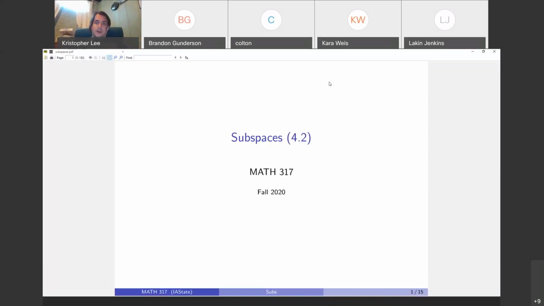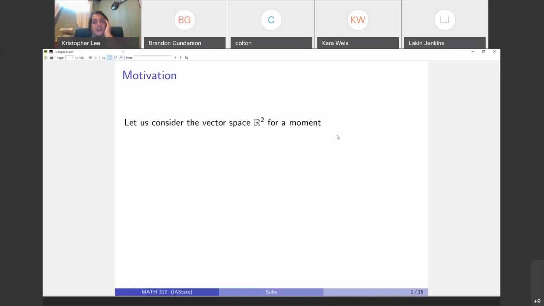So today we're going to be talking about subspaces, which, as I already hinted at, is just a vector space hidden within another vector space. So let's start off with a nice and instructive example motivating the definition, and then we'll get into the good stuff. So in your mind, think about what R2 looks like for a moment, right?